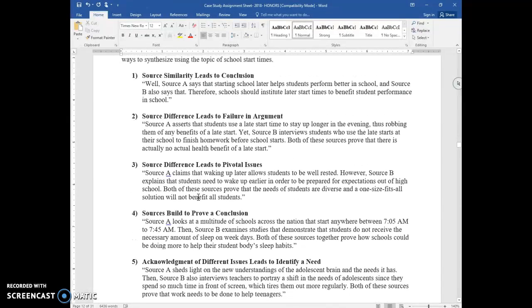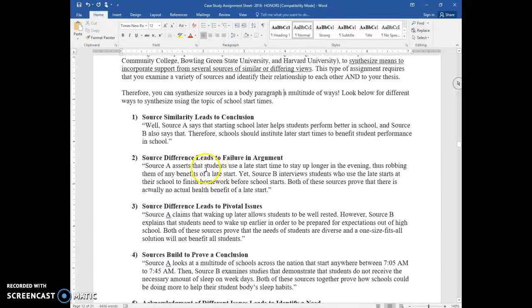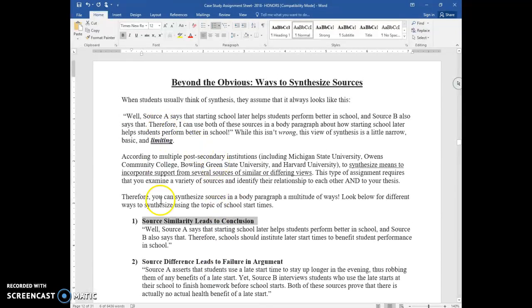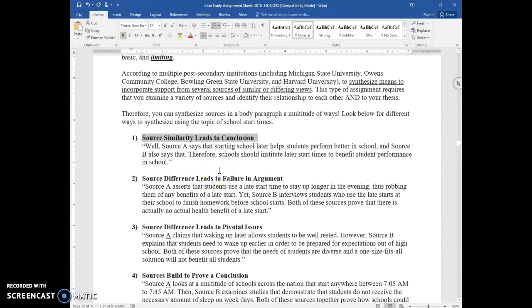There are 5 common ways to synthesize. The first one is similarity: source similarity leads to a conclusion. That's exactly what it says up before. Source A and source B say the exact same thing. Source A says starting school later helps students perform better in school, and source B also says that. They literally just say the same thing, and that's what we addressed up here. Again, not bad, but I want you to know that there are different ways to see this.